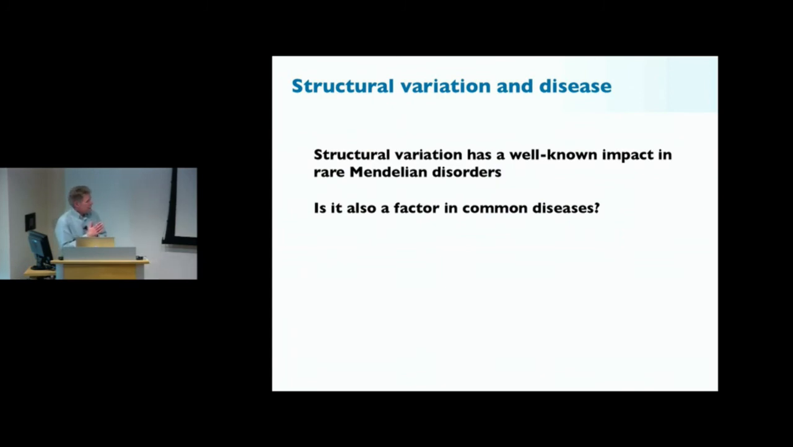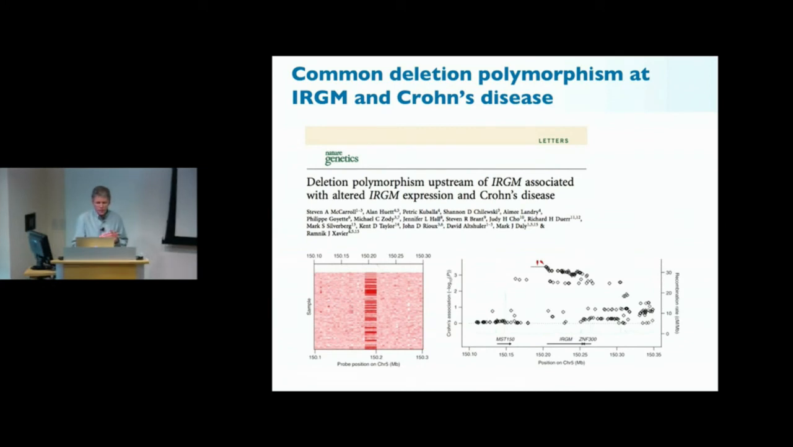So we know structural variation has a lot of impacts in rare Mendelian disease, but I want to talk a little bit about the impact of structural variation on common disease. In his postdoc, Steve McCarroll was instrumental in discovering a very early example of a common CNV having an effect on a common disease, which was this deletion polymorphism upstream of IRGM, which he showed altered the expression of IRGM because it interfered with the promoter, and also was associated with Crohn's disease.